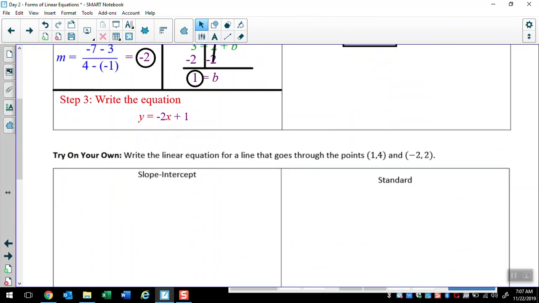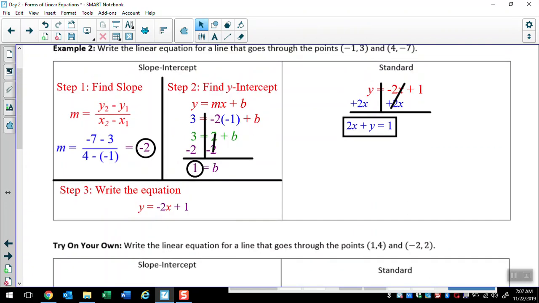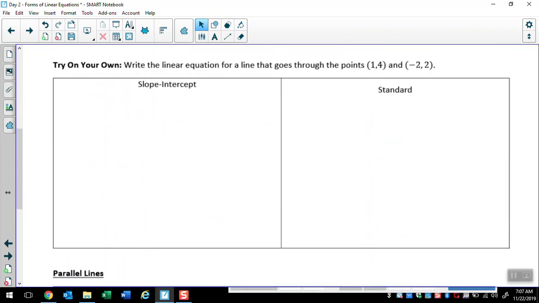All right, now I want you to come down here and try this one on your own. I want you to try using this method here, using the slope-intercept form to find your y-intercept, and then use your slope and y-intercept to write your equation. After this point, you can pick and choose which method you prefer. Go ahead and pause the video now.